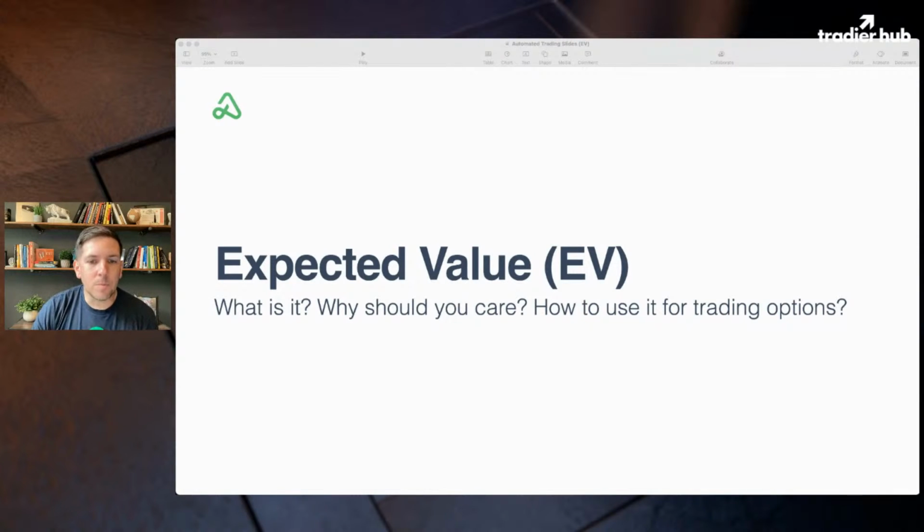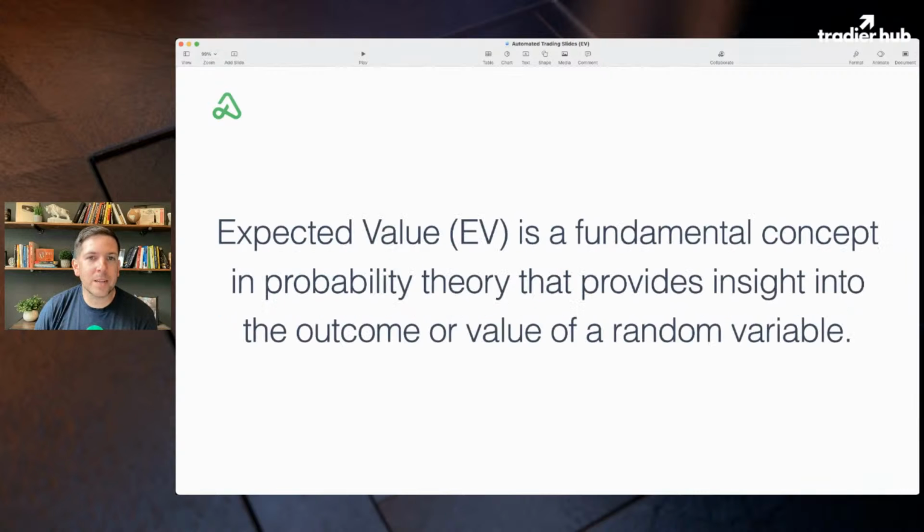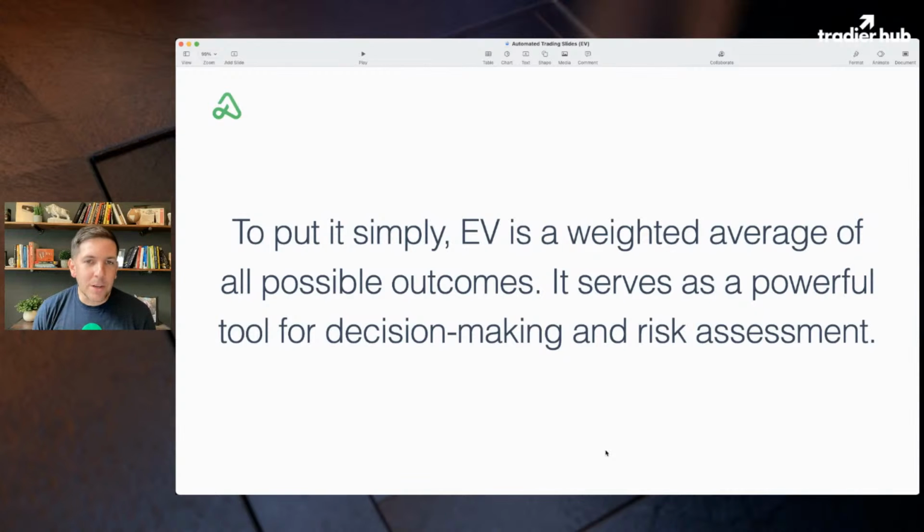Okay, so moving forward. So let's talk about what is expected value. Expected value, or what is commonly referred to as EV, is purely a fundamental concept in probability theory that provides this insight into the outcome of value, or the value of a random variable set. And so there's a lot of terminology and words. So basically what it means, to put it simply, or to put it in English, is EV is the weighted average of all the possible outcomes. And so what it does is it serves as this powerful tool for decision-making and risk assessment.